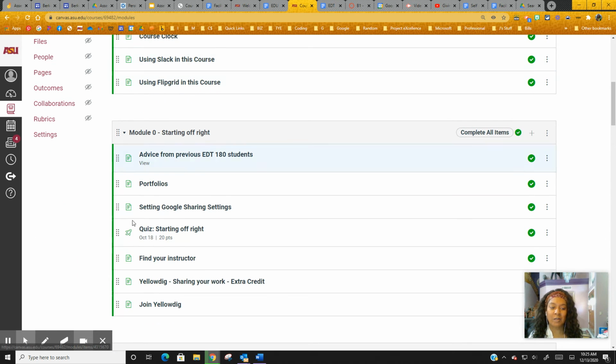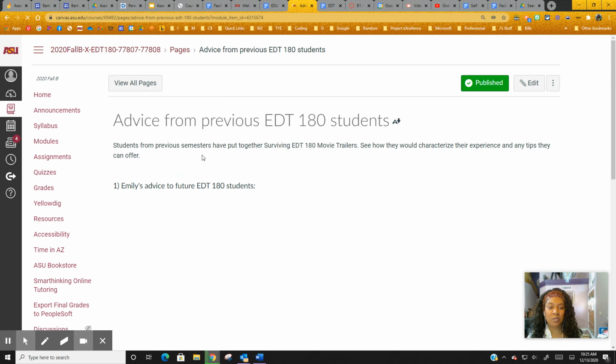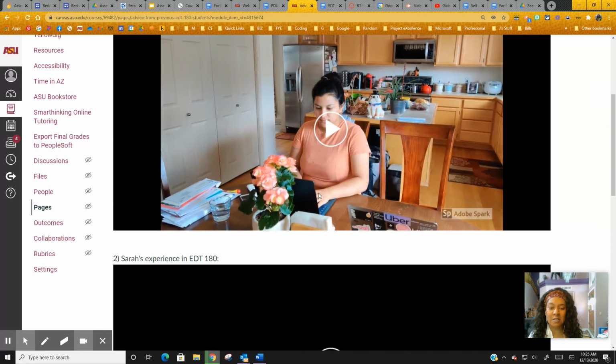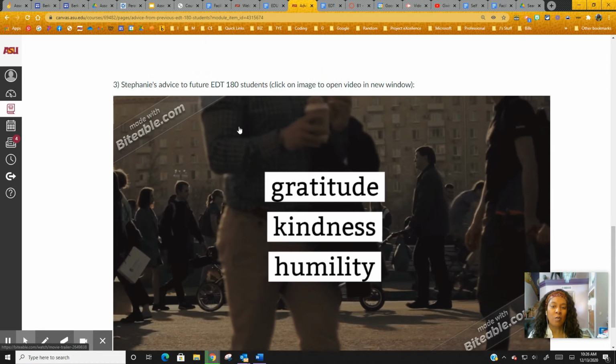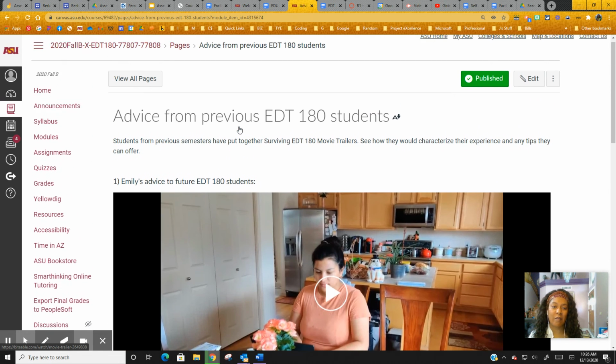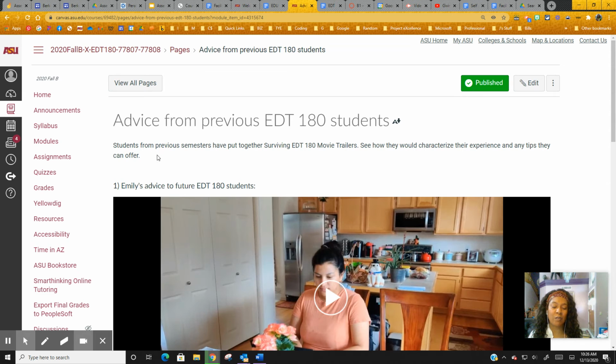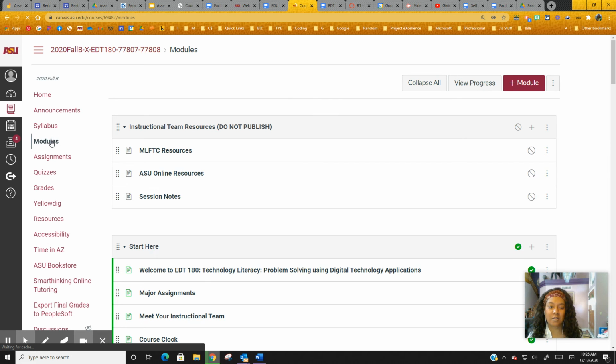We also have what we call a zero module. And in the zero module, we give them advice from other students. We have them take a look at some of the other students' work so that way they can see what's out there. We have them also take a quiz so they have a basic understanding of what we need from them and what we want from them. But it's designed to help them kind of figure out, how does this course work and how does it function?